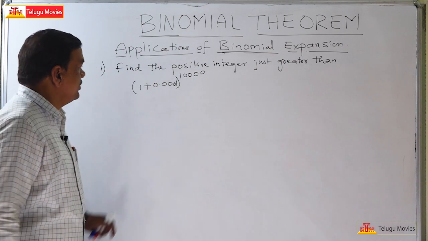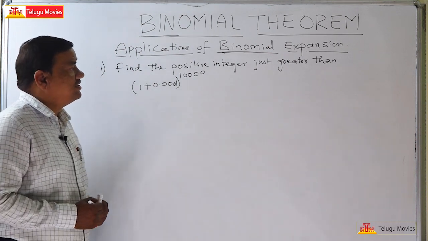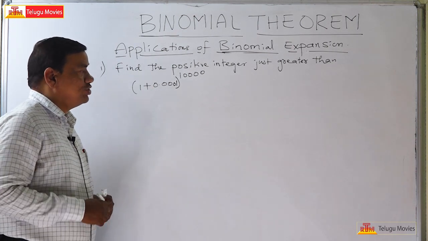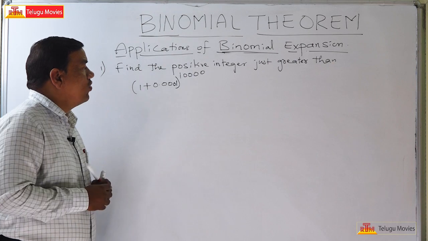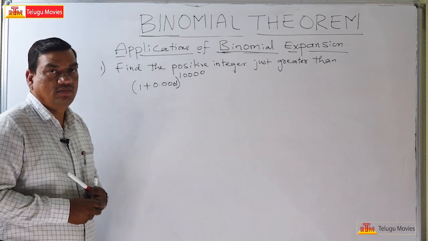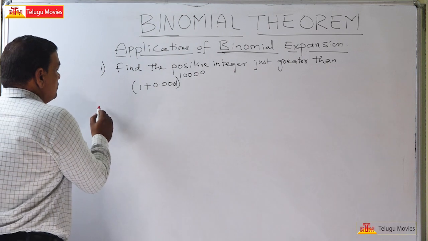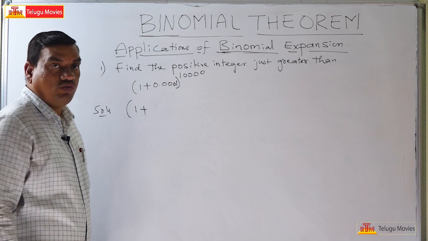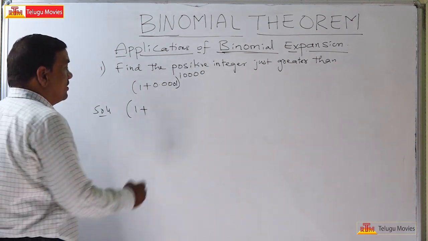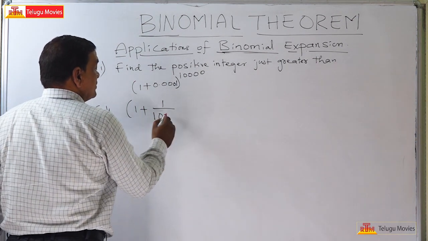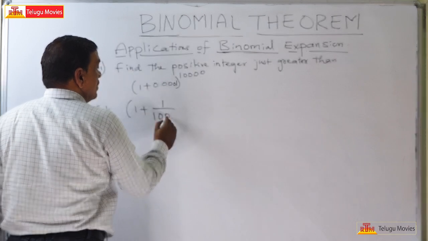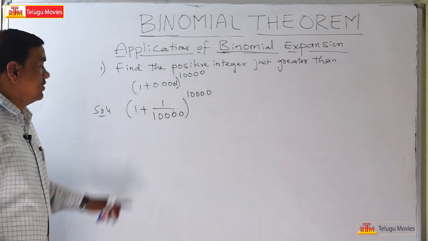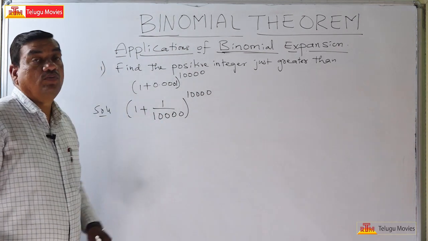Welcome to this problem. Here, find the positive integer just greater than (1 plus 0.0001) whole to the power of 10,000. Then how to do this problem? So let us see this problem. This is 1 plus 0.0001. This is a decimal fraction. You can convert this into an ordinary fraction: 1, 2, 3, 4, four zeros. So 1 plus 1 by 10,000 whole to the power of 10,000.